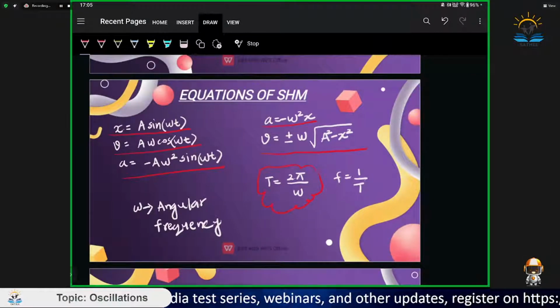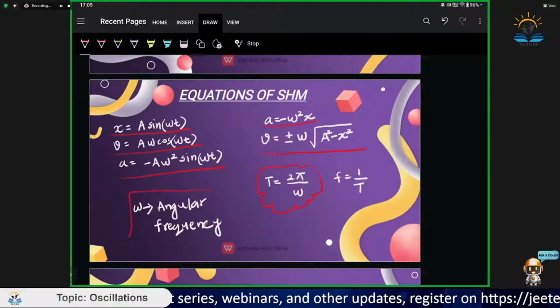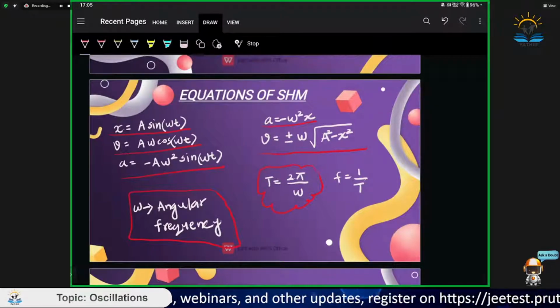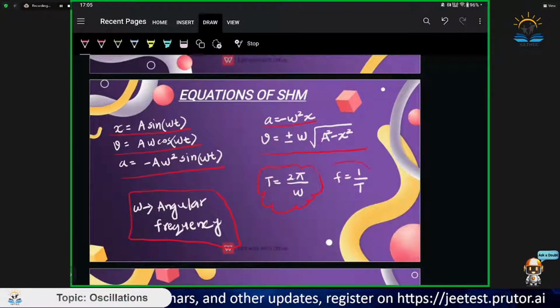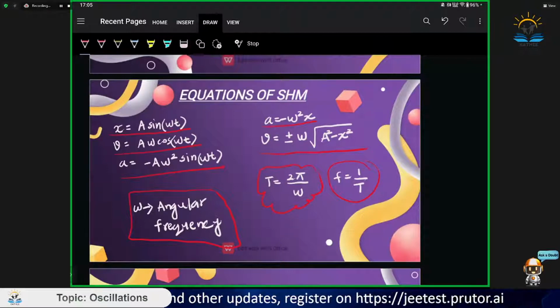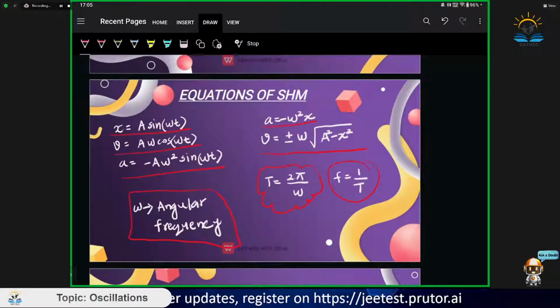Next, time period: we have the equation time period T equal to 2 pi by omega. Here, omega is the angular frequency. Time period equal to 2 pi by omega, and frequency is 1 by time period. These equations will be very useful.